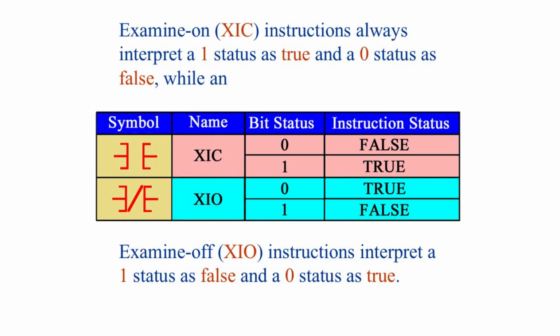Both XIC and XIO are the core building blocks of PLC ladder logic. They allow the programmer to define the logical relationships that control outputs based on input states. By combining these two simple instructions, we can replicate any Boolean logic function inside the PLC program.